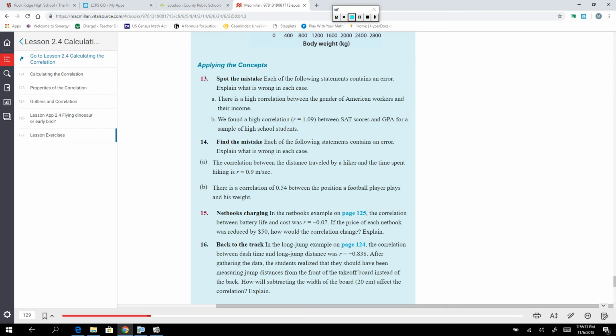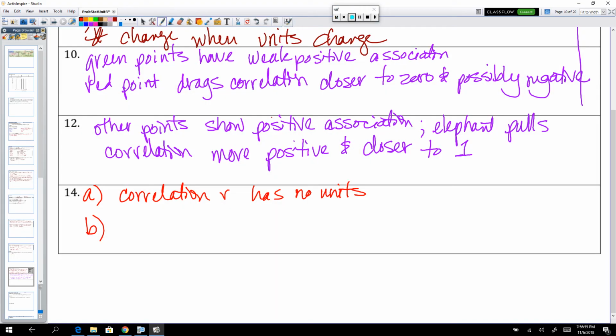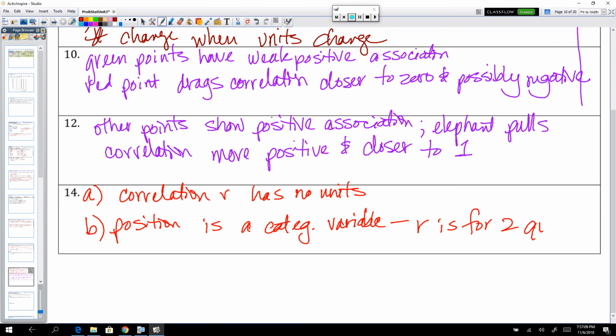And you realize that the position a football player plays, quarterback, cornerback, running back, lineman, that's not something you can plot on an axis, right? That's not a quantitative variable. That's a categorical variable. And you can't calculate correlation, or R, with a categorical variable. So that's what's wrong with B. Position is a categorical variable. R is only for 2 quantitative variables. Okay?